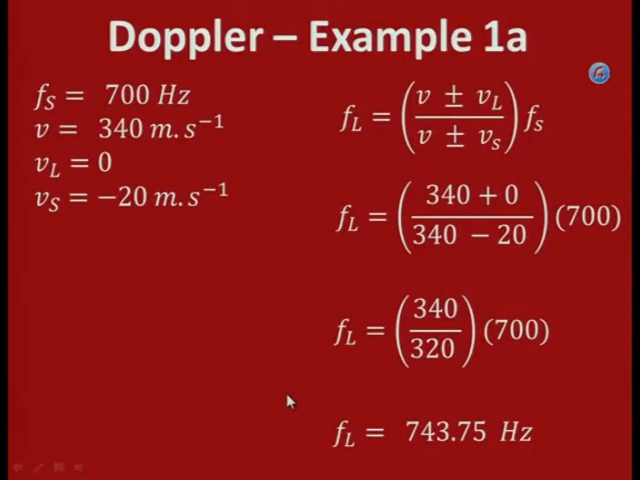Now let's see if it makes sense. Always check your Doppler answers to see if they make sense. The ambulance is driving towards you, so the frequency should be higher. The frequency of the source is 700. 743 Hertz is higher than 700. So your answer is correct.